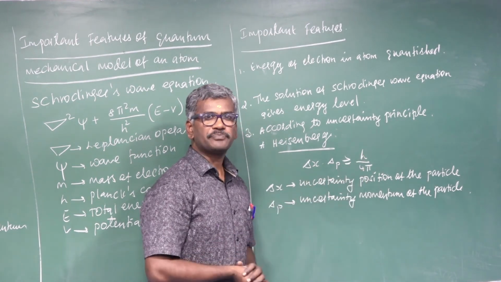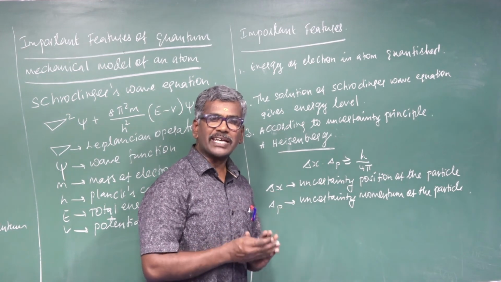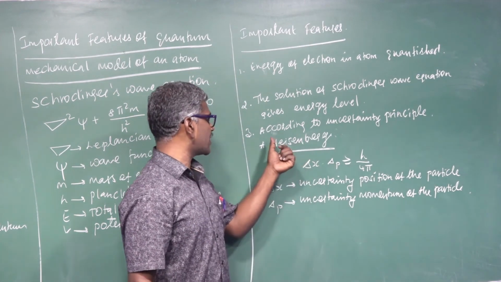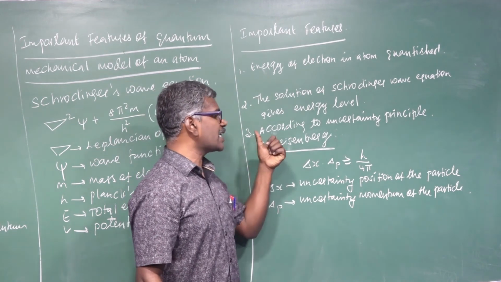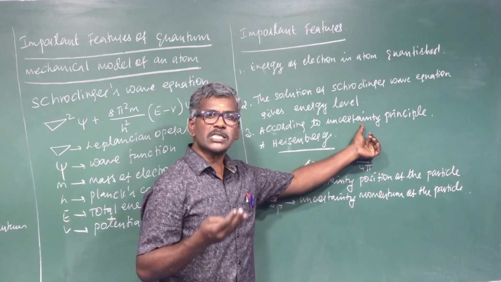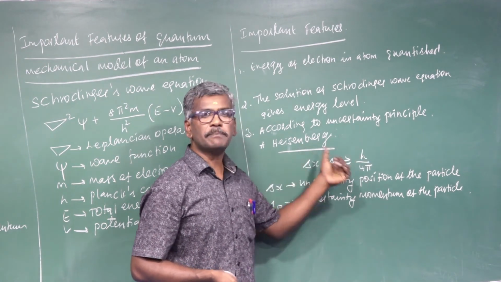We consider the probability of finding an electron at different positions in the atom. This is explained by point number 3: the uncertainty principle explained by Heisenberg.